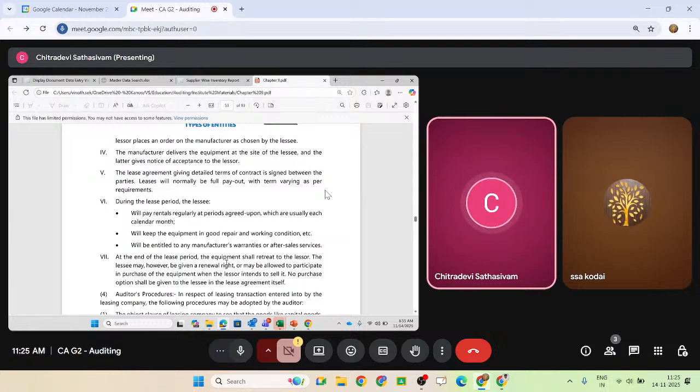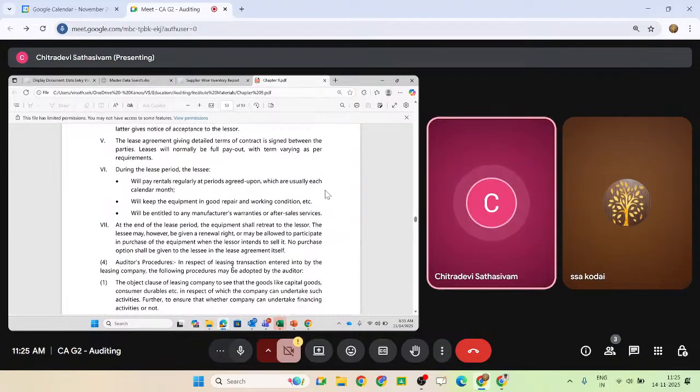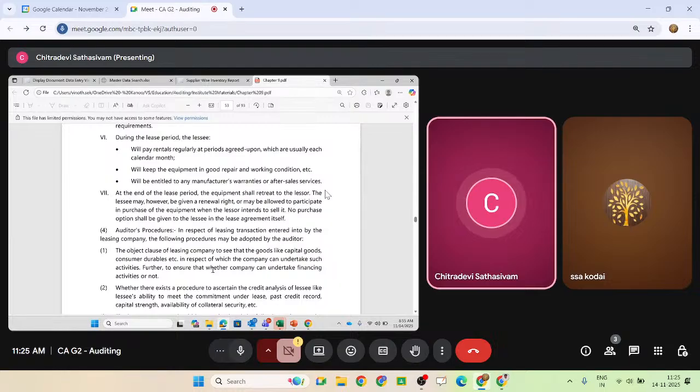Okay, so this is what it is. But be very clear, in the agreement it will not be mentioned clearly. However, after the end of the contract, the lessor will give some options: what you want to do, whether you will renew the contract or go for purchase of it. And the next thing is the audit procedures in place. So you have to ensure how it has been taken up.